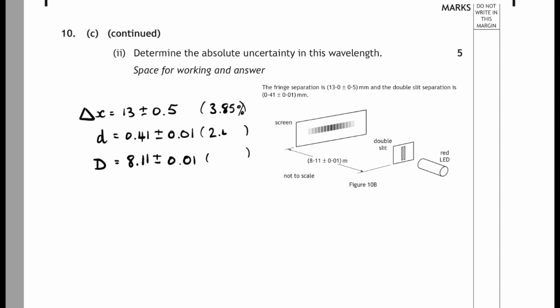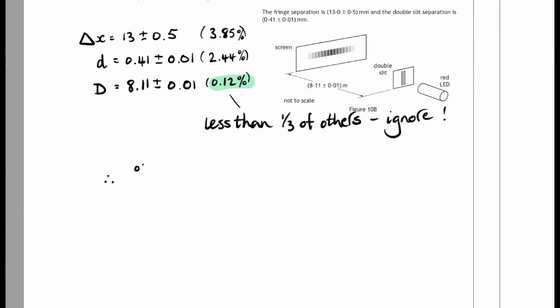So delta x has got a percentage uncertainty of 3.85, small d is 2.44%, and big D is 0.12%. Now the rule is, if any of those uncertainties are less than a third of the other ones, you can ignore them. So we can ignore the uncertainty in the distance to the screen because it's less than a third of the others. And so to get the percentage uncertainty in the wavelength, we need to combine the percentage uncertainties in delta x and small d.